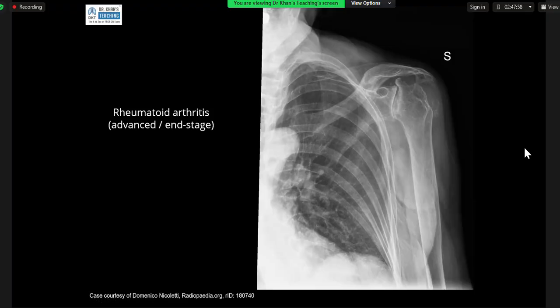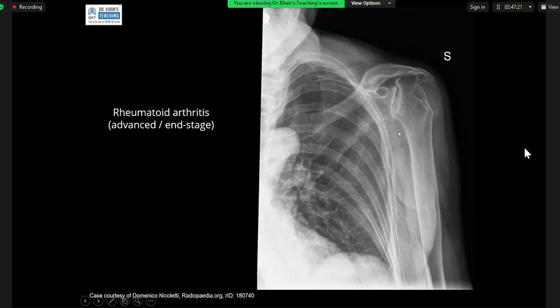Now, this is another rheumatoid arthritis case from Radiopaedia, and we can see again there is erosion here of the lateral end of the clavicle, and look at the shape of the head of the humerus and how it is affected. You can also see superior subluxation. Please remember that in long-standing rheumatoid arthritis, secondary OA changes are a secondary finding which can happen in any joint.